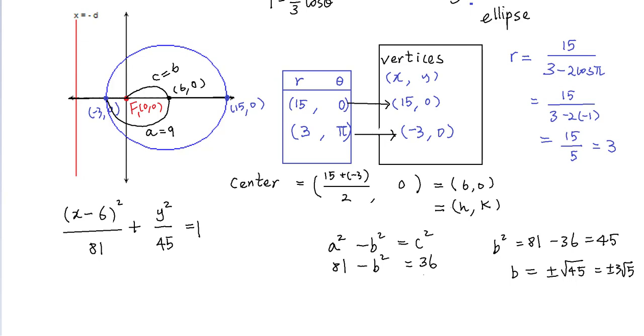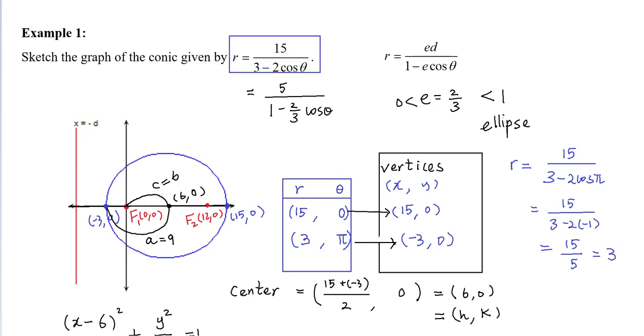If you want to find the second focus, since the distance from the center to the second focus has to be 6, this one will be 6 plus 6, 12, 0, your second focus. So the foci will be 0, 0 and 12, 0. And the vertices, we already got that, 15, 0 and negative 3, 0. And the center is 6, 0. And the equation of this ellipse is x minus 6 squared over 81 plus y squared over 45 equals 1.